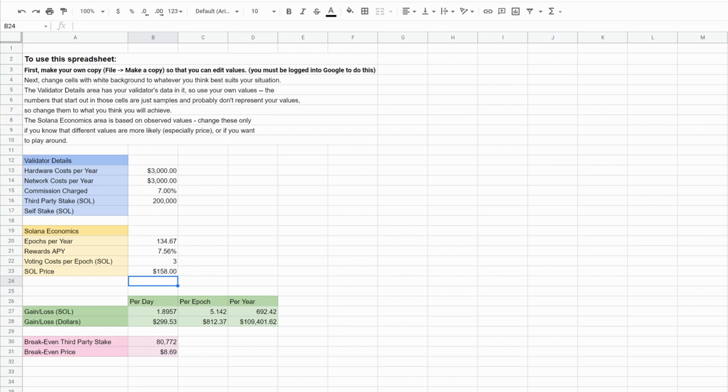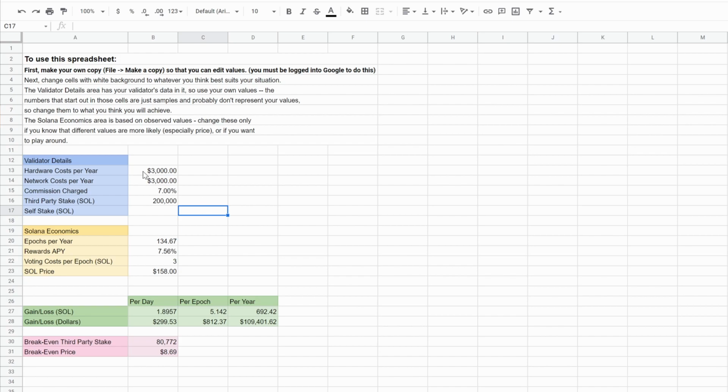Here we have a spreadsheet that does the math for us to see exactly how much Solana we need to actually break even, let alone make a profit. At the time of recording, the price of Solana is roughly $158. The economics, including the price, can change with Solana, but the overall picture stays the same.